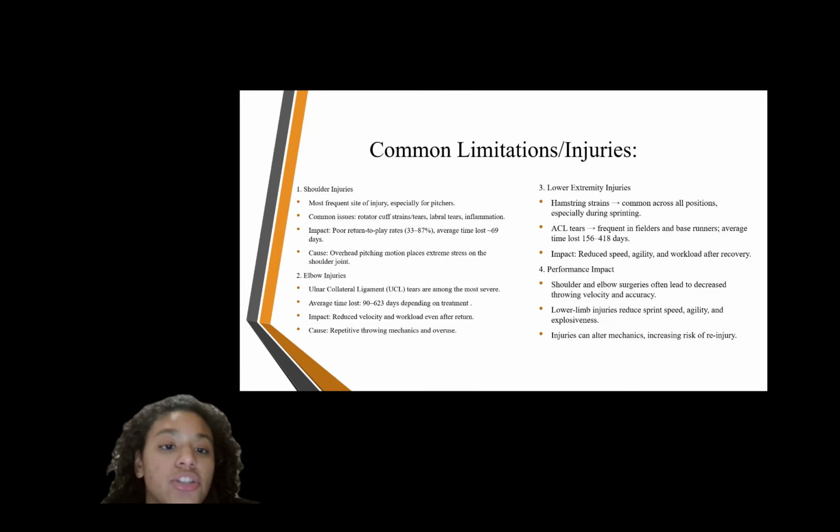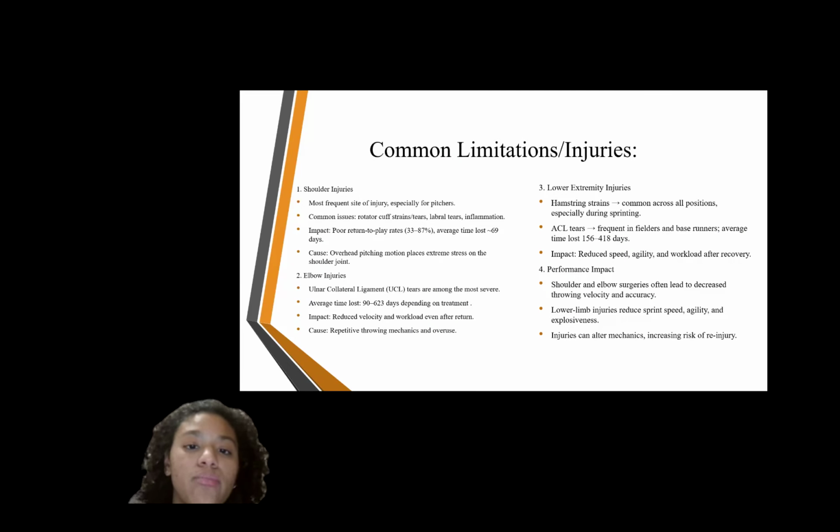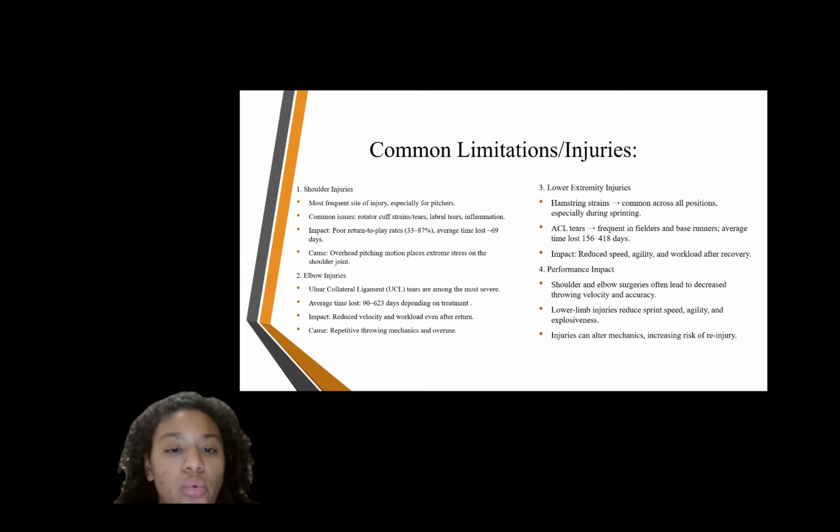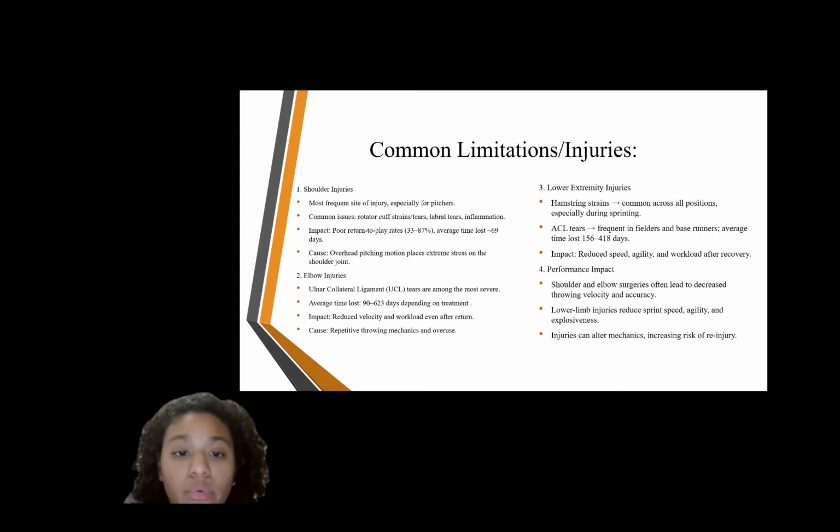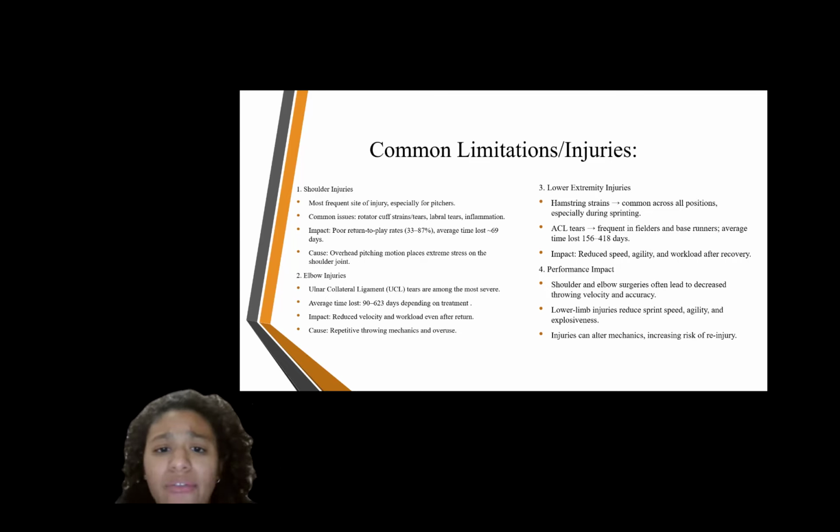Common limitations are injuries. We have shoulder injuries, which are the most frequent in pitchers. Common issues are rotator cuff strains and tears, labrum tears, or inflammation. Normally, the impact is a poor return to play rate, from 33 to 87%. Average time loss is about 69 days. And of course, the cause would be the overhead pitching motion, which places extreme stress on the shoulder joint.